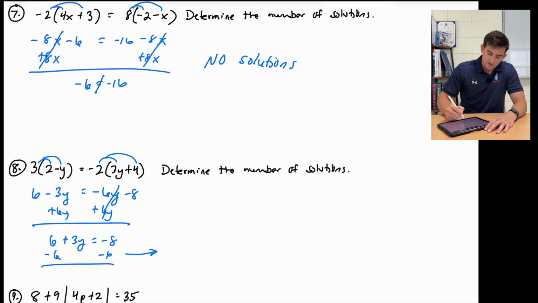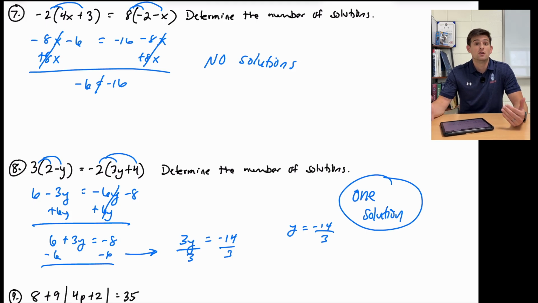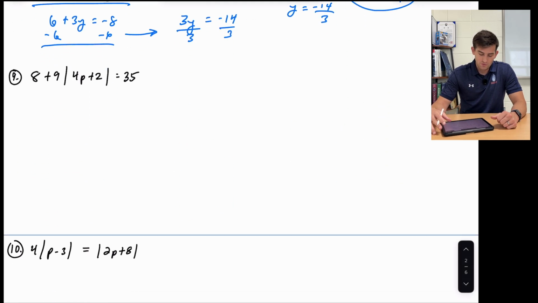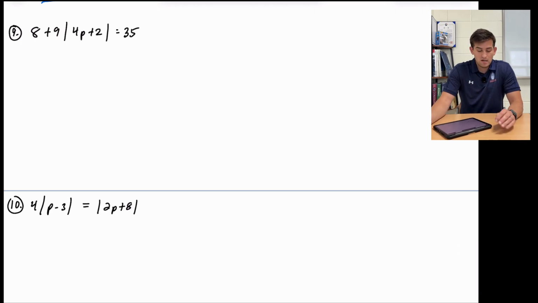Now I'm going to subtract 6 from both sides. Okay, let's come over here. So now we have 3y is equal to -14. We divide by 3, and we get y is equal to -14/3, which just tells us there is one solution. So that would be our answer there, because it asks us to determine the number of solutions, right? There's one solution.